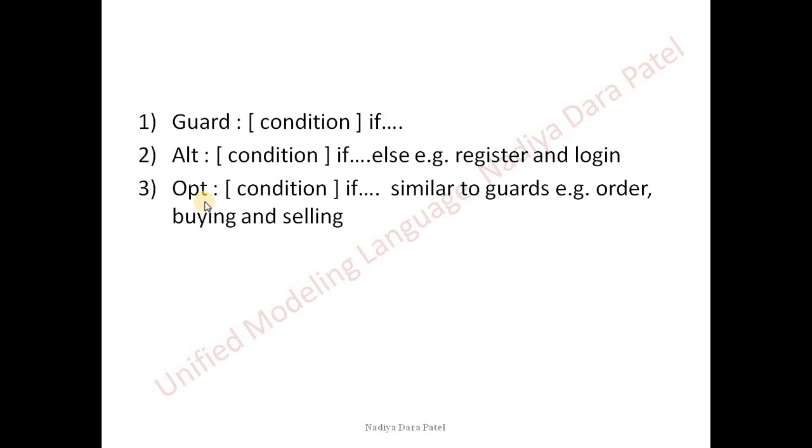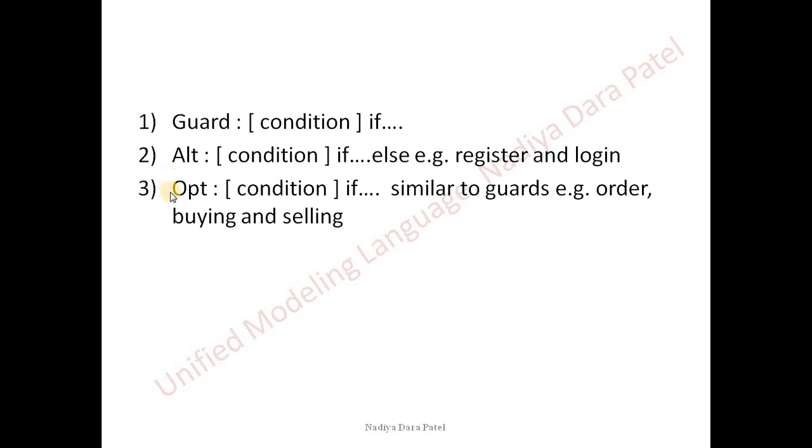The next is the optional part. Now many people get confused between alt and optional. Don't get confused, just make it very clear in your mind that alt is when there is an if and else part. You will get two options and either one part will be executed. In optional, as the name suggests, this part is going to be optional. In your complete system, if a certain constraint is hit, if a certain constraint is satisfied, then and only then the optional part will get highlighted. It is very similar to a guard condition.